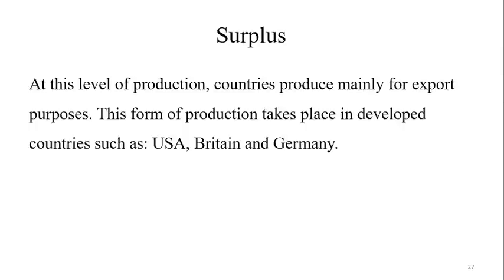Surplus production. At this level, countries produce mainly for export purposes. This form of production takes place in developed countries such as the US, Britain, Germany, and also Caribbean countries. So using the same backyard farming, now you are able to satisfy the local market with the piece of land that you bought to do your farming.